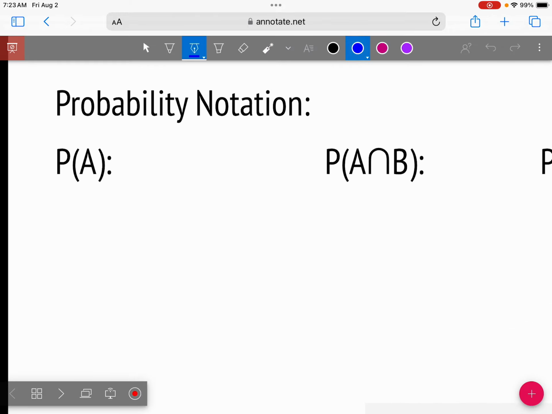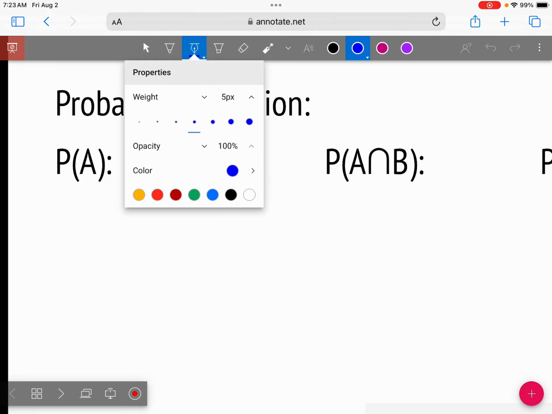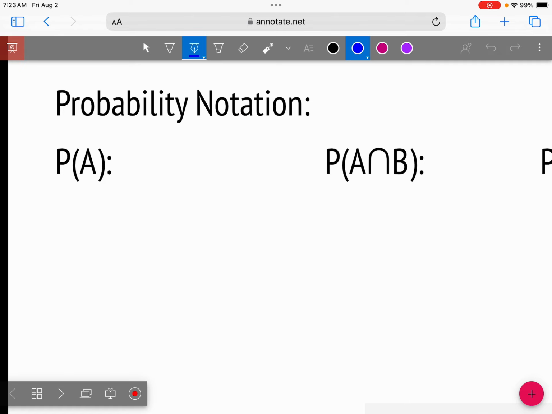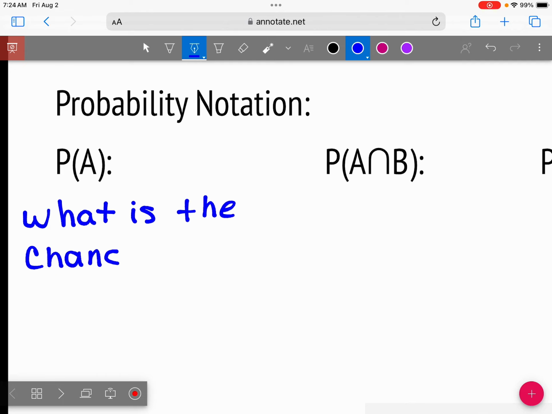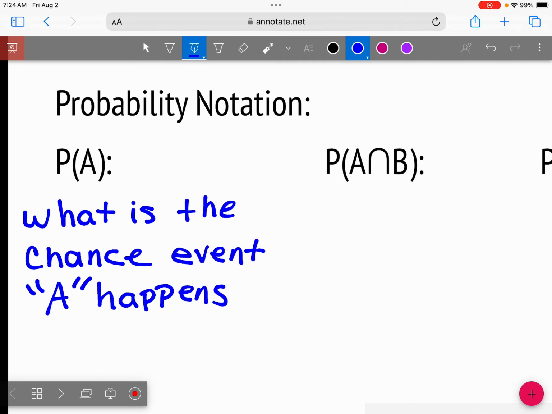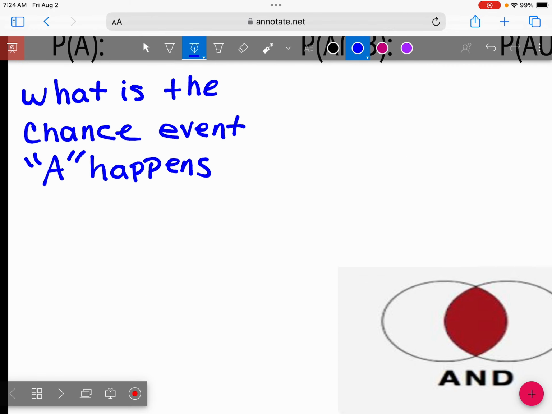So our probability notation, we're going to figure out, and my pen's going to be way too chunky for this now. What this means is: what is the chance event A happens. And we usually write this as our fraction.